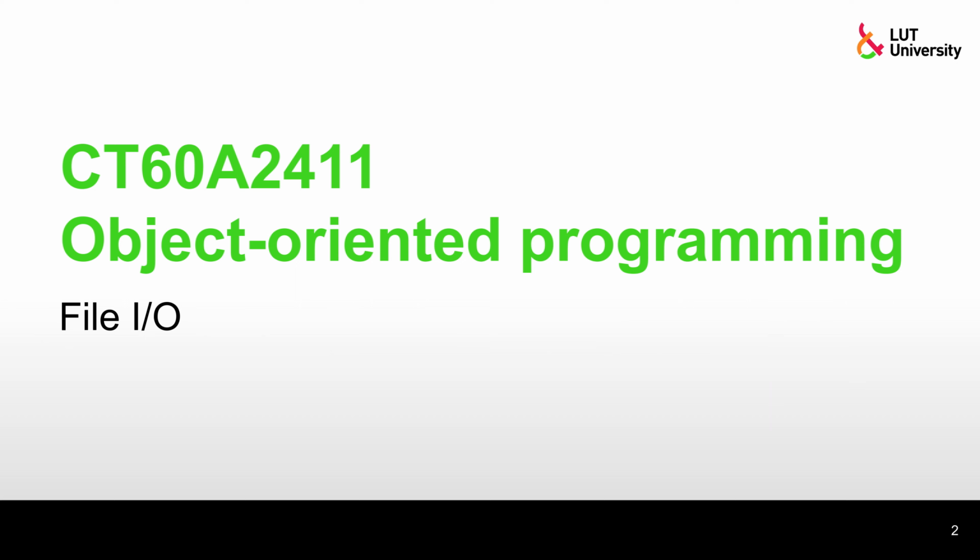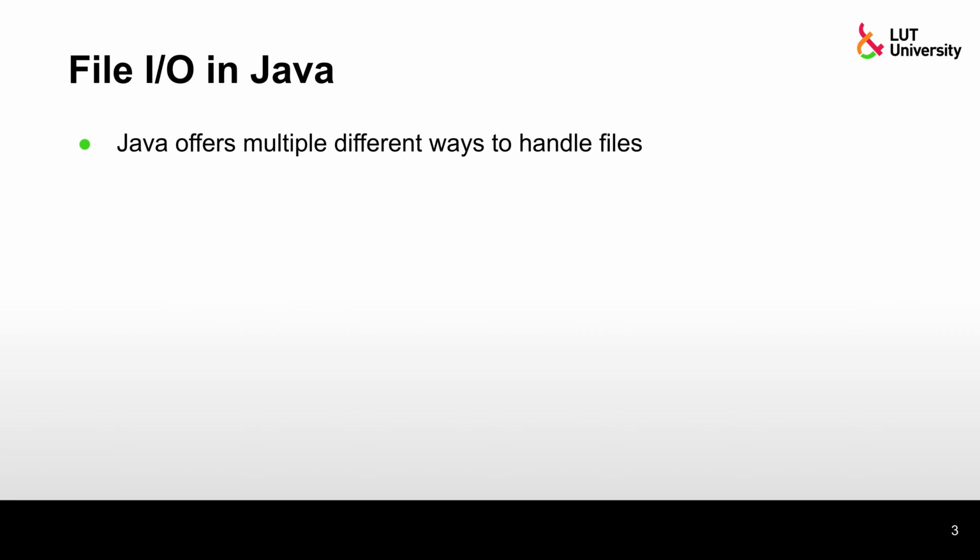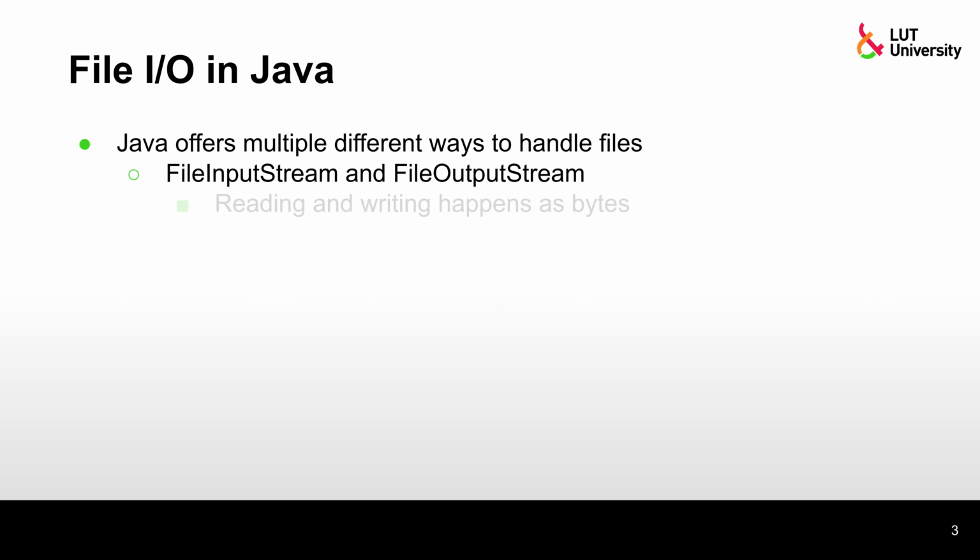Object-oriented programming, file input and output. So how to write and read files in Java. Java offers multiple different ways to handle files. So we have, for example, FileInputStream and FileOutputStream that we can use.